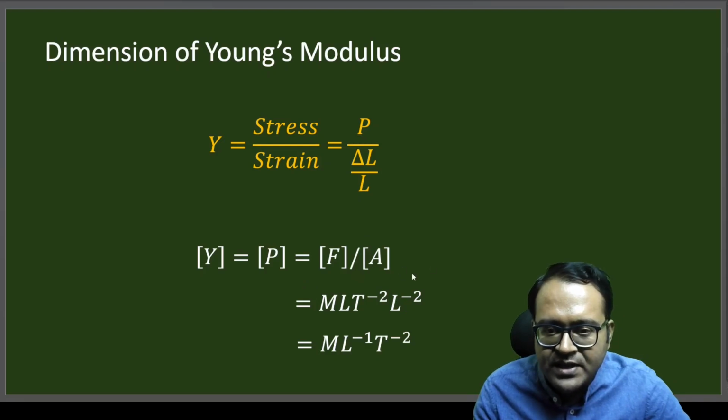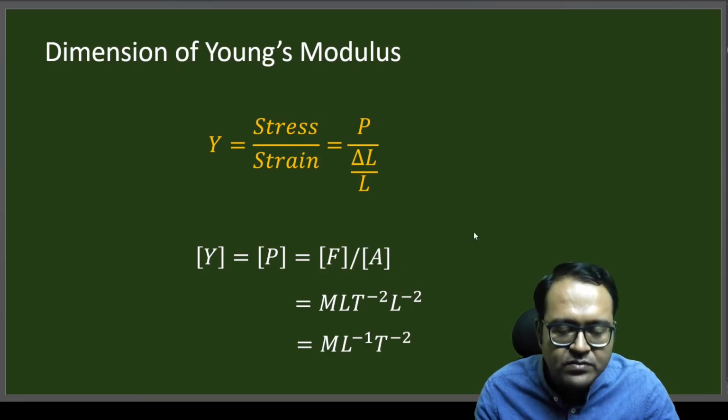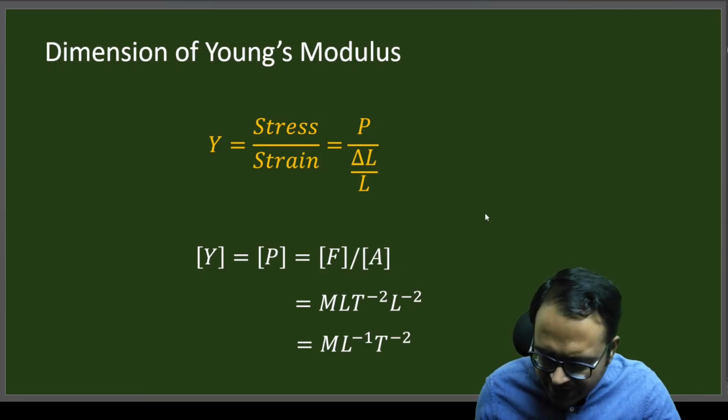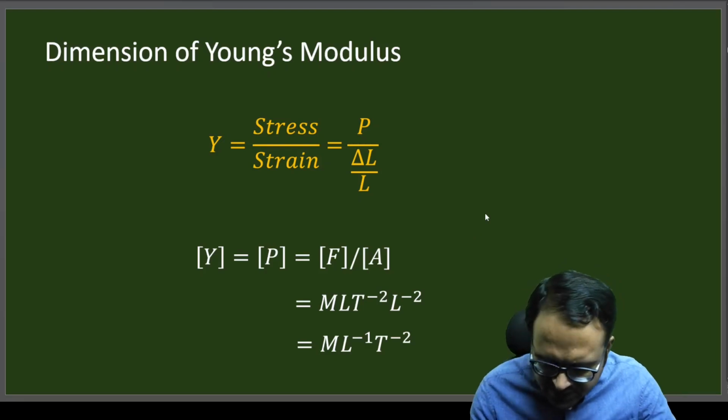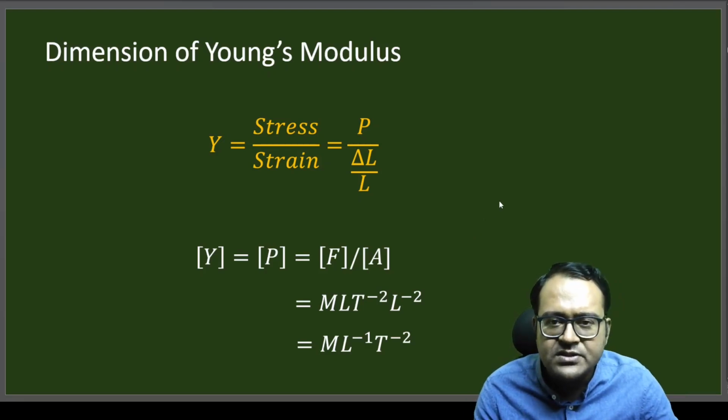And if we divide with area, area is just length squared. So L to the power minus 2 will come. So it will be M L^-1 T^-2. As simple as that. So finding the dimension of a quantity is not that tough. All you just need to know is what that quantity is.